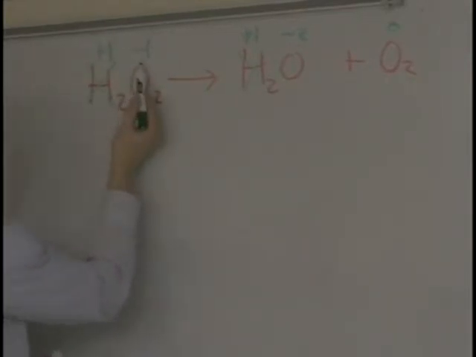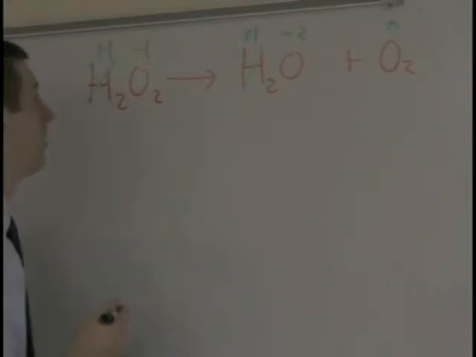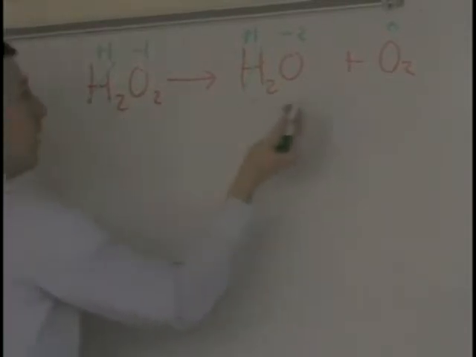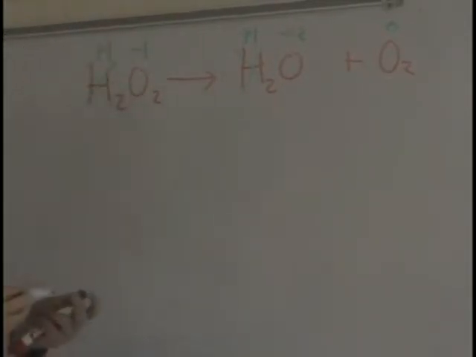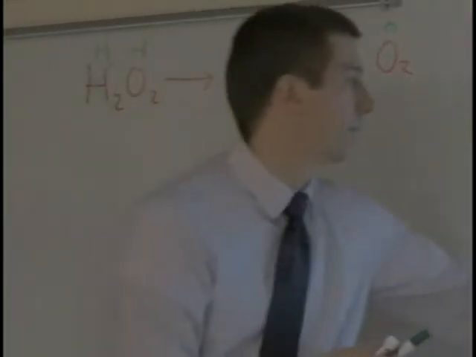Oxygen goes from a -1 to a -2, which means it must have gained electrons, is reduced. Oxygen also went from a -1 to a 0, which means it lost electrons, it is oxidized. So it's unusual, but sometimes the same element can both be oxidized and reduced.